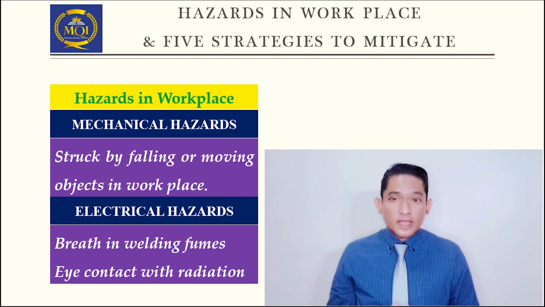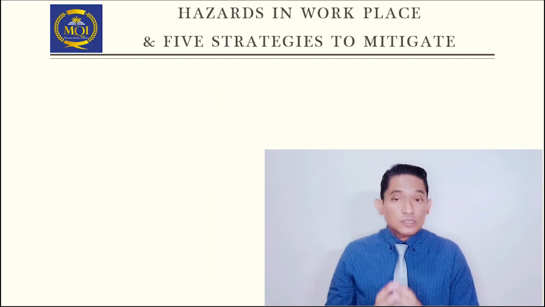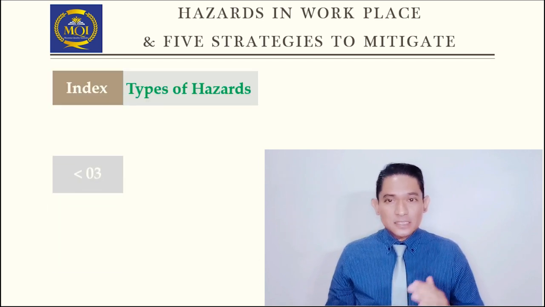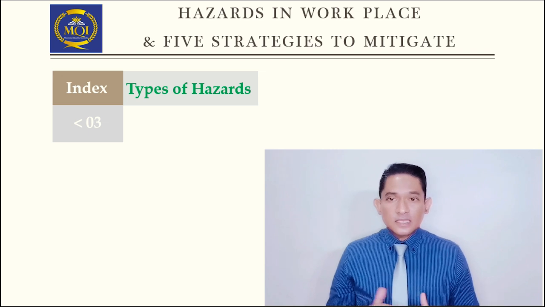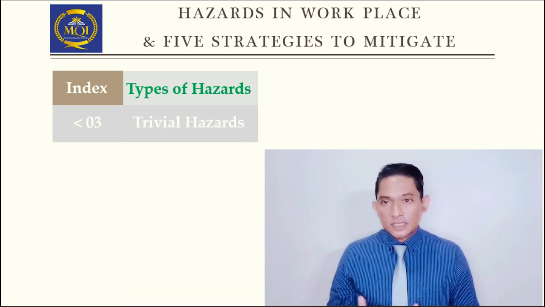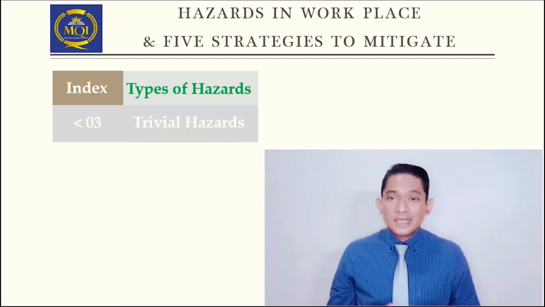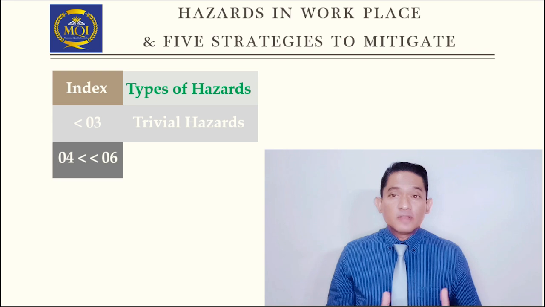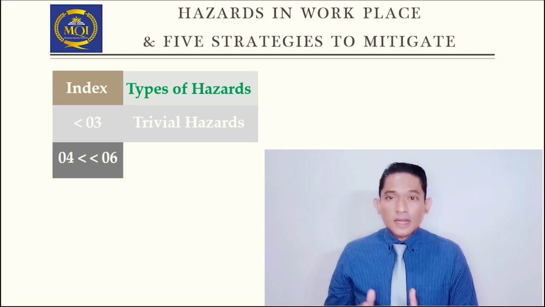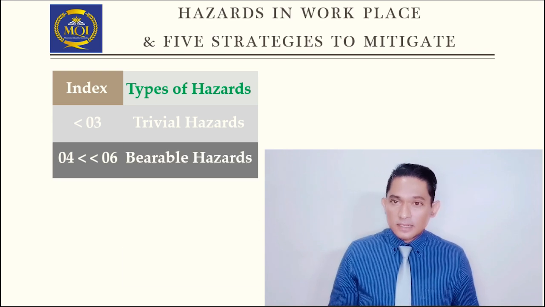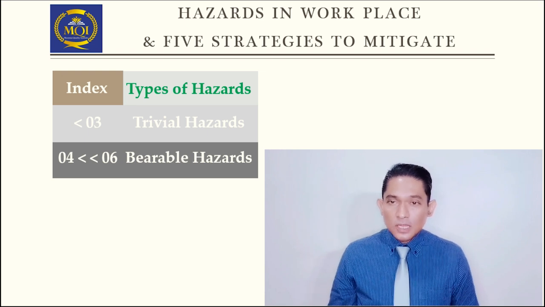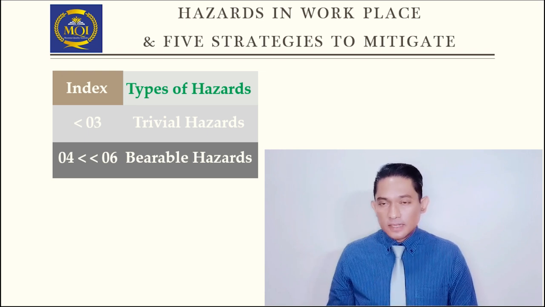Hazards can be classified into 5 categories based on their index values. If the index value is less than 3, it can be classified as a trivial hazard. In this state, it doesn't require any special actions to prevent it. If the index value is between 4 and 6, it can be classified as a variable hazard. In this state, it doesn't require any immediate actions to prevent or detect it.